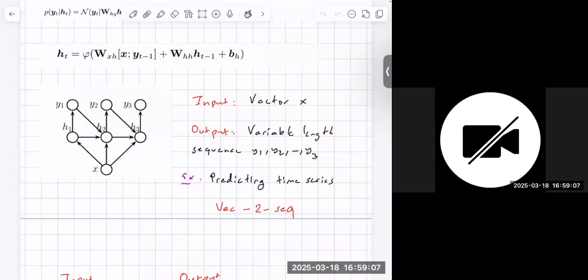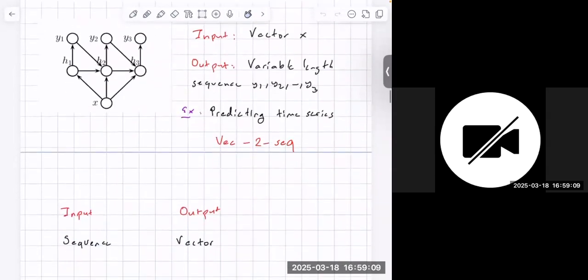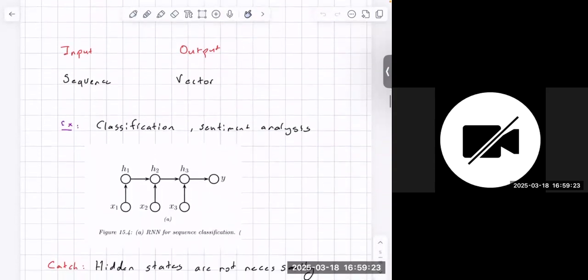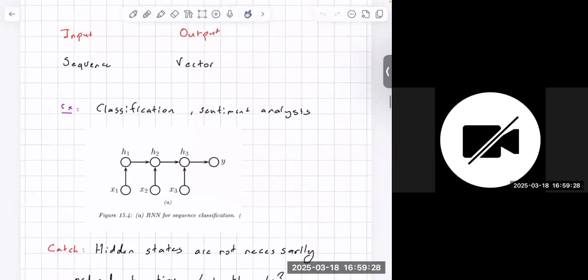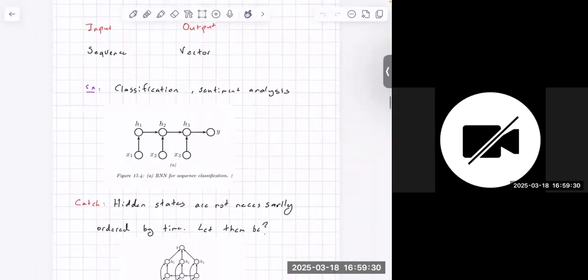This version is called vec to sec. And then what are the other versions of the same idea? You could do sequence to vector. That's an option. So you don't fix the input size, but you fix the output size. And you would, let's see, for example, why would you do that? Let me zoom out.